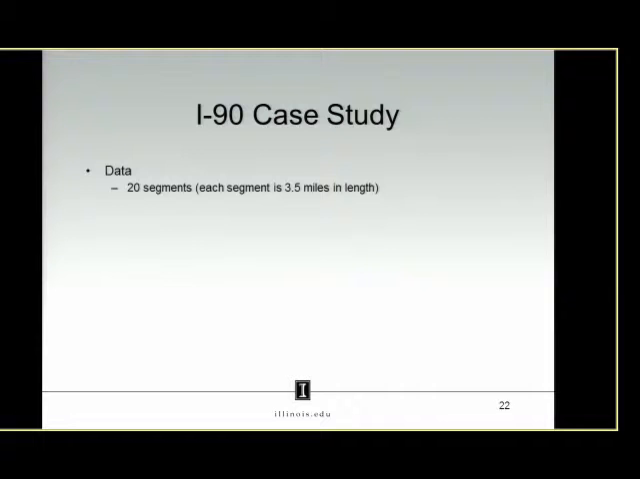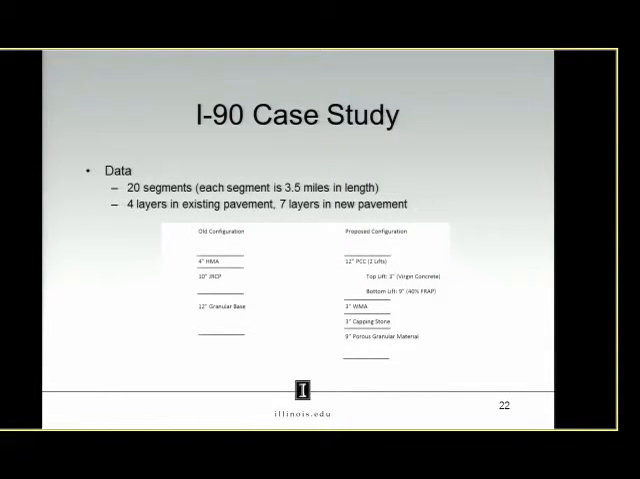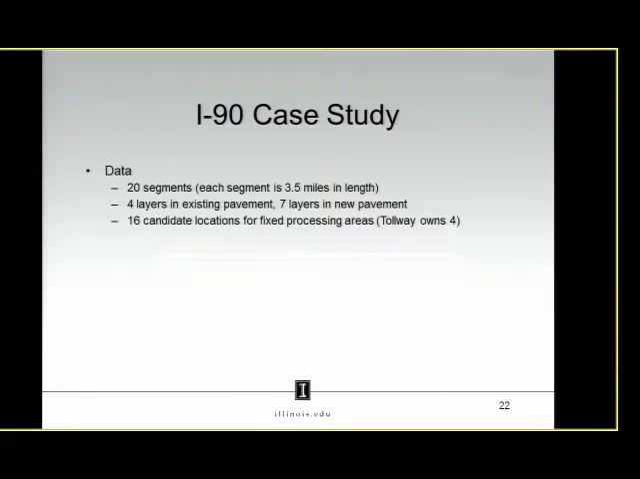To give you some background on how much data there actually is in this problem: first, it's a 35-mile stretch of roadway. In each direction, we split it up into 3.5-mile segments, so there are 20 segments for our problem. There are 4 layers in the existing pavement, as I showed you before. The shoulders are not shown. Then there are 7 layers in the new pavement, and 2 layers in the shoulders for the new pavement.